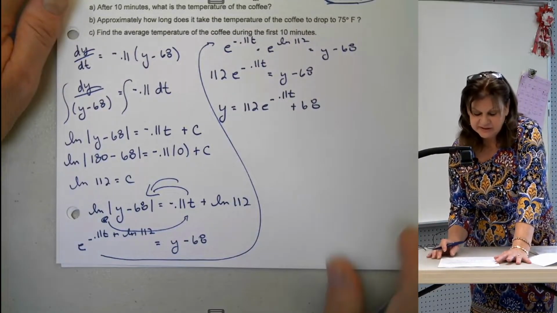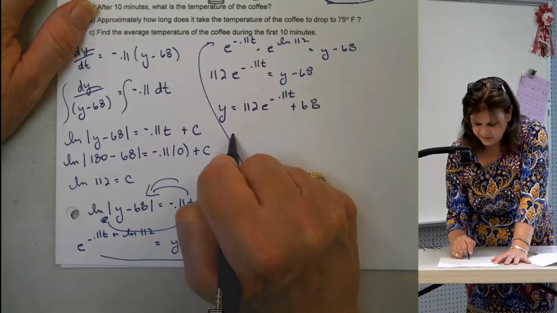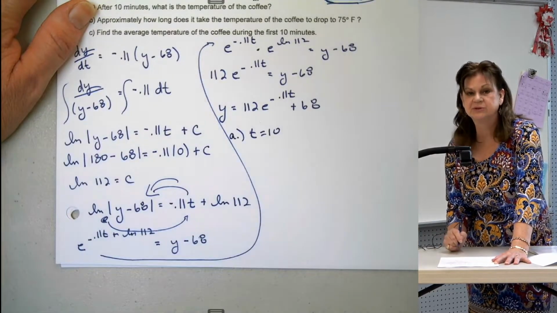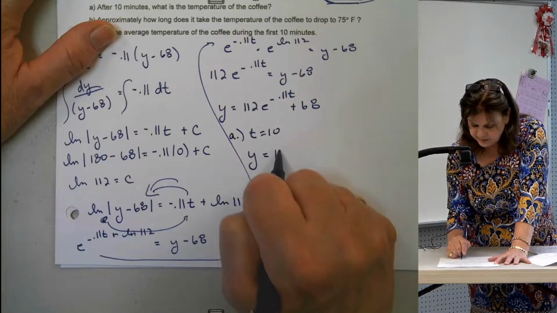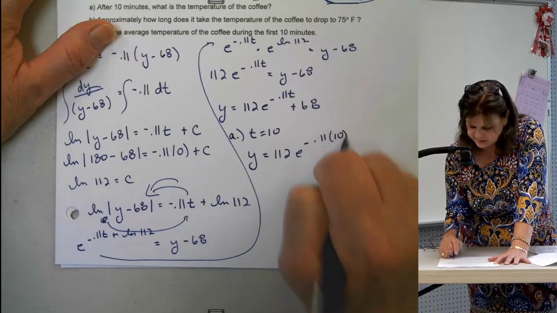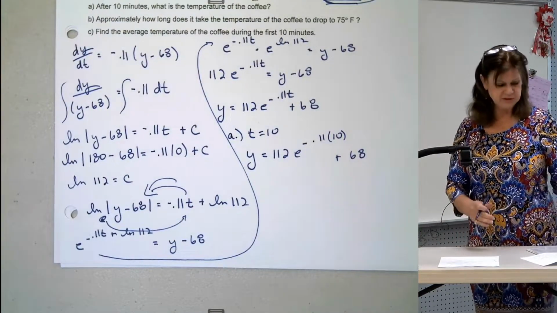So here we go. After 10 minutes, what's the temperature of the coffee? Now that I have my equation, we're saying when t is 10, what's the temperature? Well, easy. We just plug it in. y equals 112 e to the negative 0.11 times 10 plus 68. Just use your calculator.